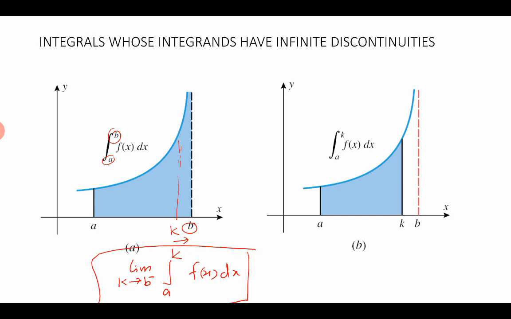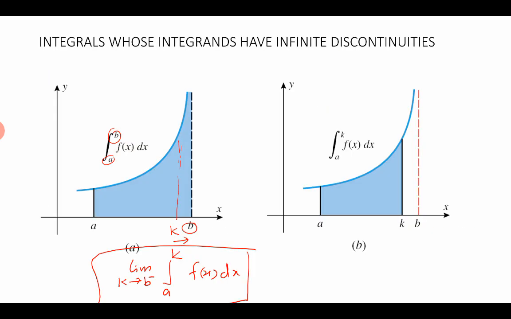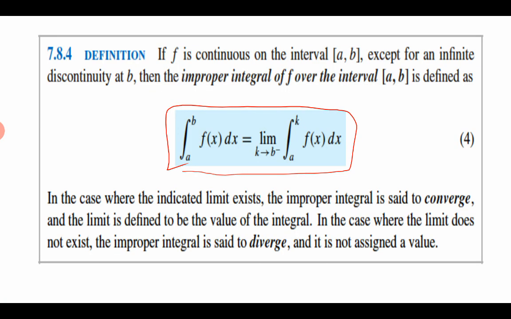Now the limits are not infinity, but one of the limits is a vertical asymptote, or sometimes there is a vertical asymptote between these two points a and b. In this case it is not approaching infinity, but we will find either the left limit or right limit. That's explained here. K approaches b, this is what we have seen in the previous slide: k approaches b from the left side, integral from a to k of f of x dx.